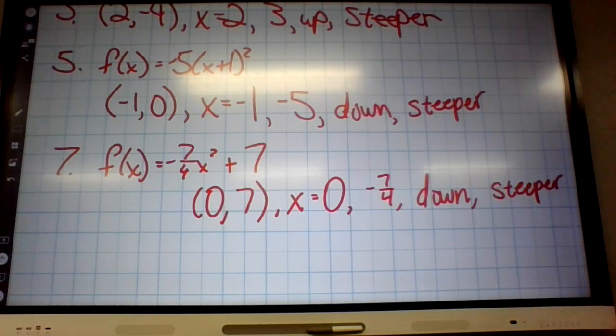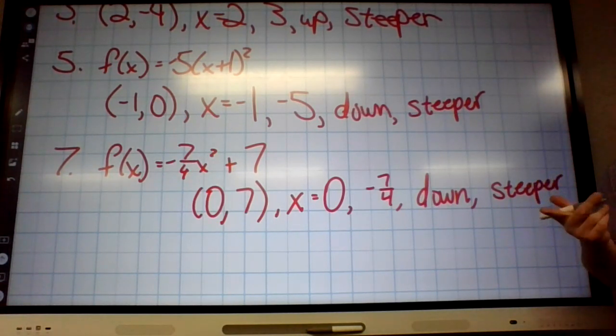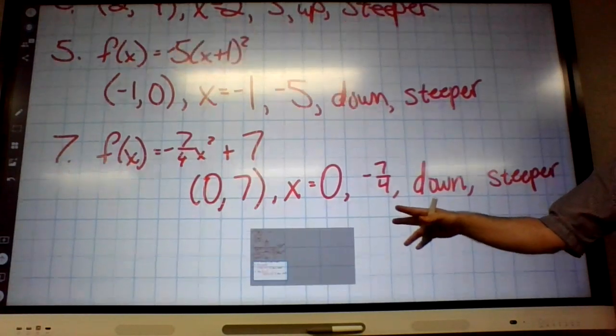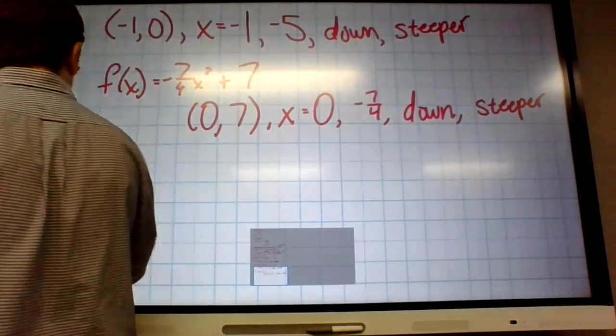So, yeah, not necessarily a fraction. It's got to be a proper fraction as opposed to improper fraction. Proper fraction makes it go up slower. 7/4 is actually bigger than 1, so it will go a little steeper than normal.